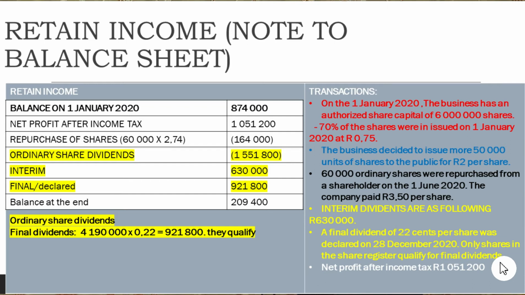So let's see which shares do qualify for final dividends. We go back to our ordinary share capital. On the 1st of January, we did not declare or distribute a final dividend, so it qualifies. And then on the 1st of March, we decided to issue more shares to the public. We did not distribute our final dividends, meaning that they qualify. And then we decided to repurchase again on the 1st of June. It's not December yet, meaning that they qualify.